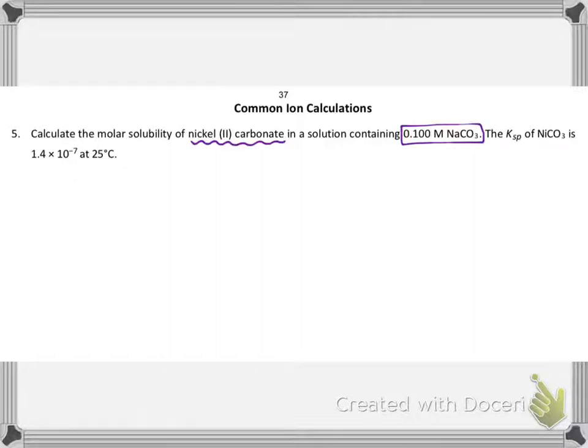Sodium carbonate, of course, is 100% soluble, which means you have just dissolved a bunch of carbonate ions, which are a common ion to nickel 2 carbonate. We are going to need an ICE table for this. And it turns out we need a real ICE table, not one of the tiny solubility ICE tables that we've been making so far. Nickel 2 carbonate, of course, dissociates to produce nickel 2 plus and carbonate, which is CO3 2 minus.